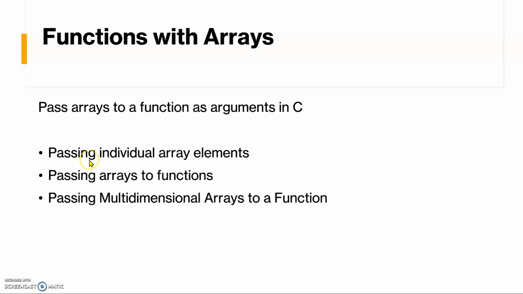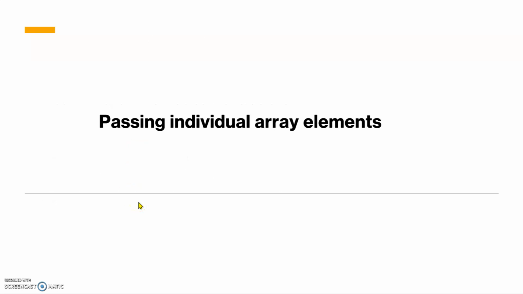First way is we can individually pass the array elements as arguments to the function. And the second way is the complete array can be passed as an argument. That means here I am talking about a one-dimensional array, or else we can pass a multi-dimensional array as an argument to our function also. In that case we will be talking about two-dimensional arrays. To understand how these three ways work, we will see examples.